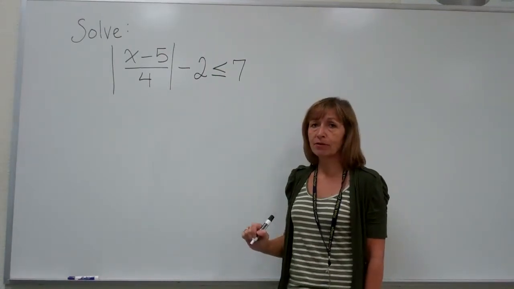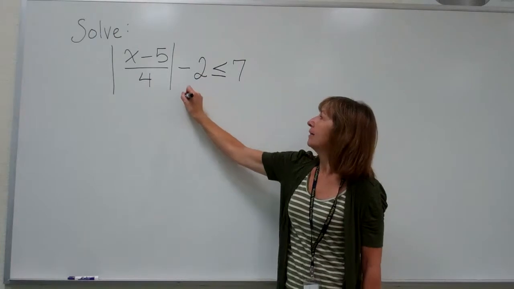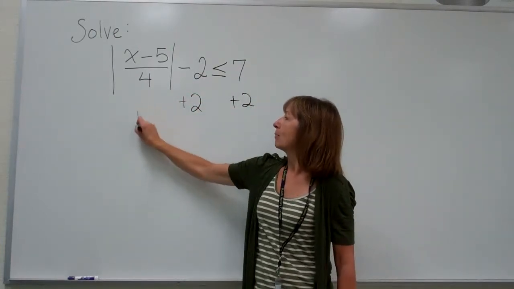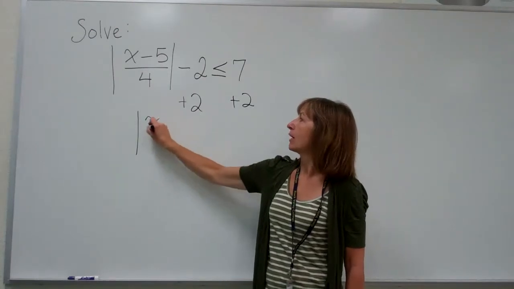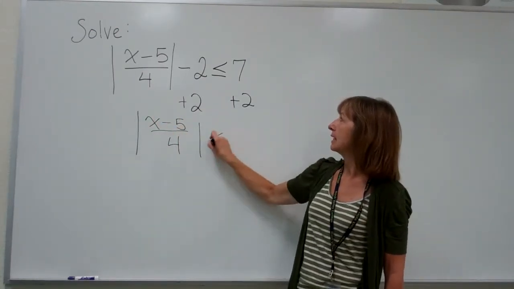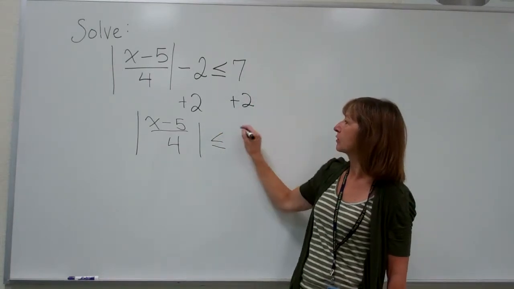So our first step for this type of problem would be to add the 2 to both sides, so that we have the absolute value on a side by itself. That would give us the absolute value of (x minus 5) over 4 is less than or equal to 7 plus 2, which is 9.